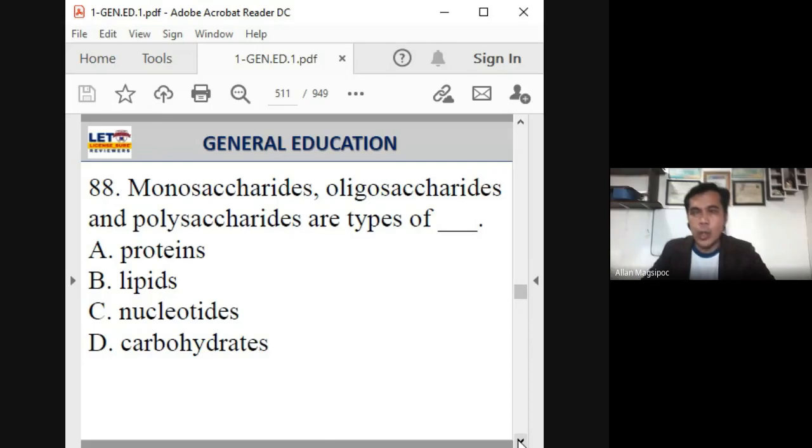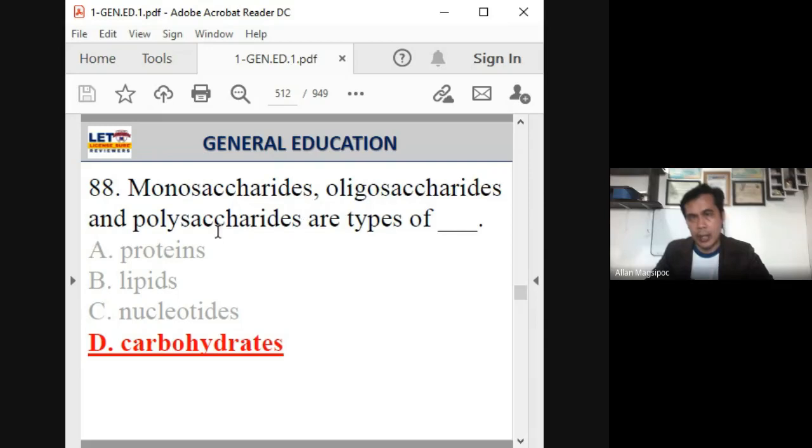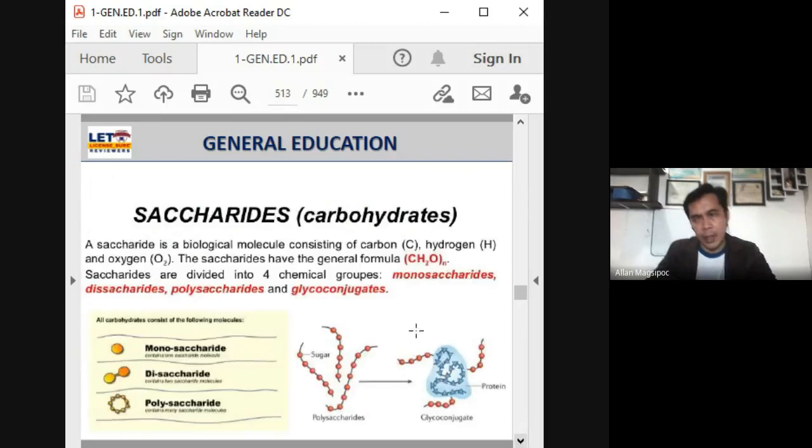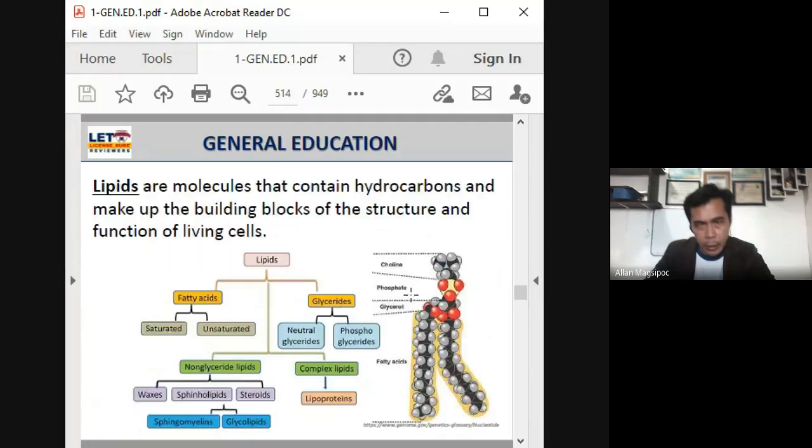Monosaccharides, oligosaccharides, polysaccharides are types of carbohydrates. Yung saccharide na term, monosaccharide, oligosaccharide, polysaccharide, parang sounds like sugar. Yeah, carbohydrates. Saccharides or carbohydrates. Biological molecule consisting of carbon, hydrogen, oxygen, CHO. So merong tawag monosaccharide, may disaccharide, may polysaccharide. Pag monosaccharide isang molecule, disaccharide dalawa, polysaccharide maraming molecule or chain of saccharides.